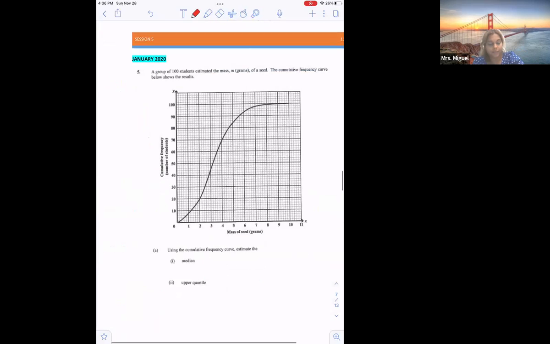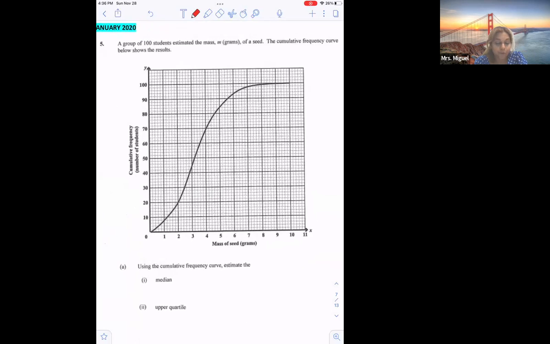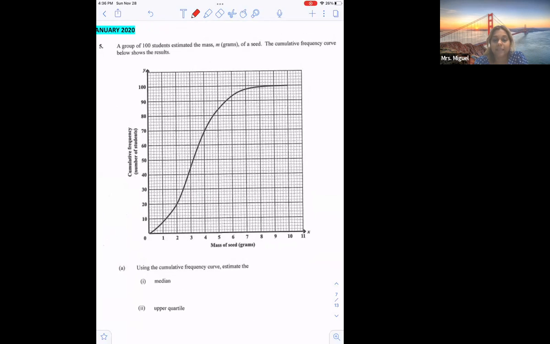The 2020 January. A group of 100 students estimated the mass of a seed. The cumulative frequency curve is shown. They want the median. So the median is half of the cumulative frequency. The highest cumulative frequency is 100. So the median is half of 100, which is the 50th value. So you're going to the curve and you're going to estimate the 50th value. So we're going straight across and we're coming down.